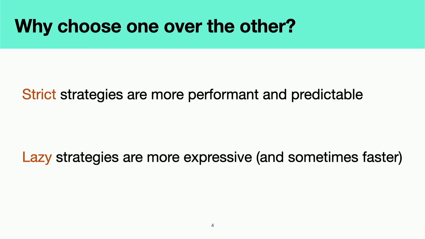There are a variety of reasons why you might wish to use either of these strategies when implementing your programming language. Strict strategies tend to be more performant and more predictable, while lazy strategies are frequently more expressive, particularly when you're working with infinite-sized data, and can be faster in cases when you have lots of expressions whose results are only used on certain branches of execution.